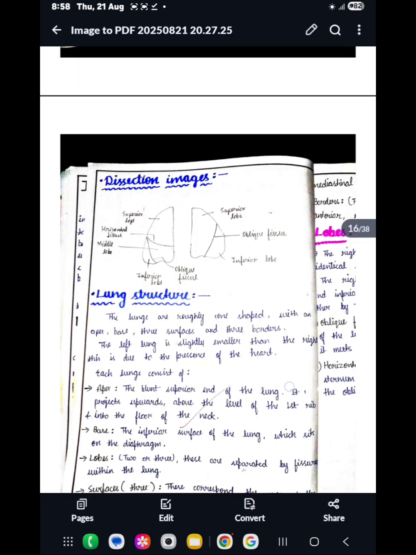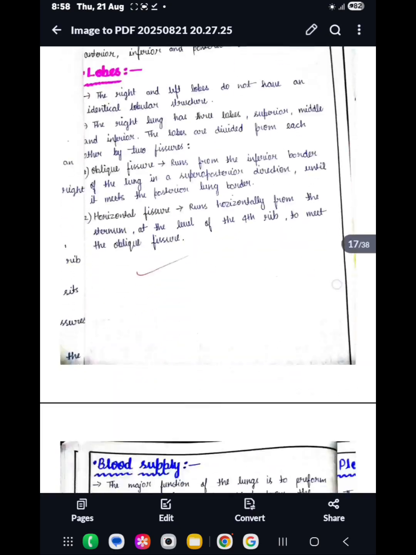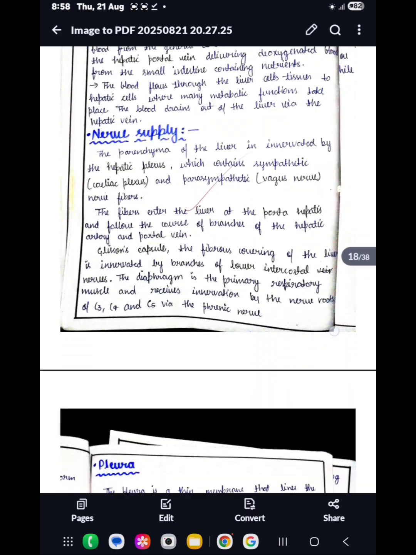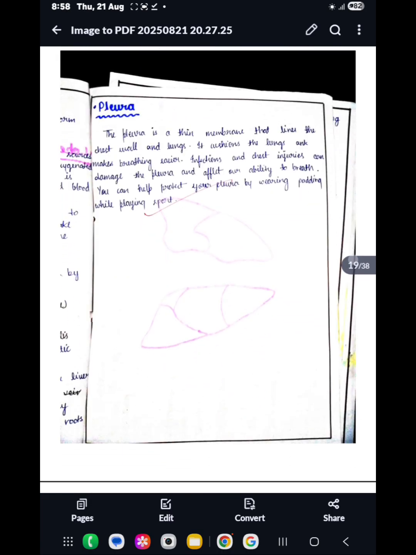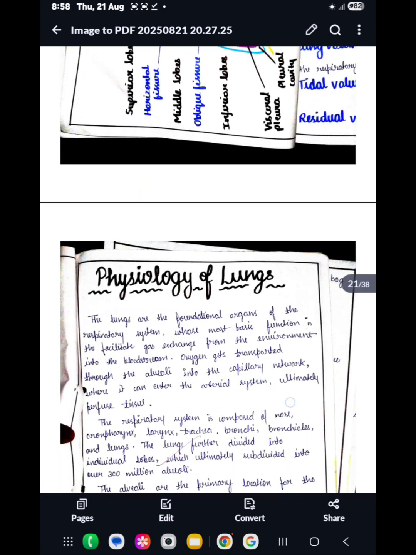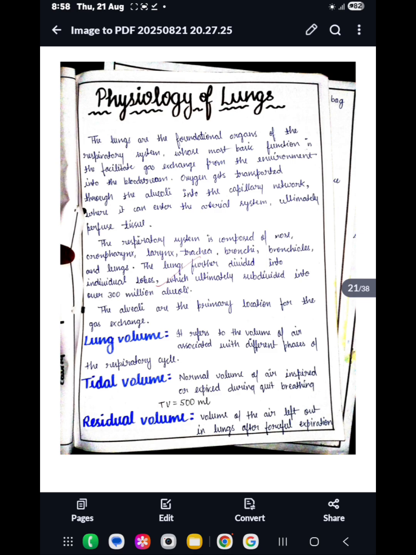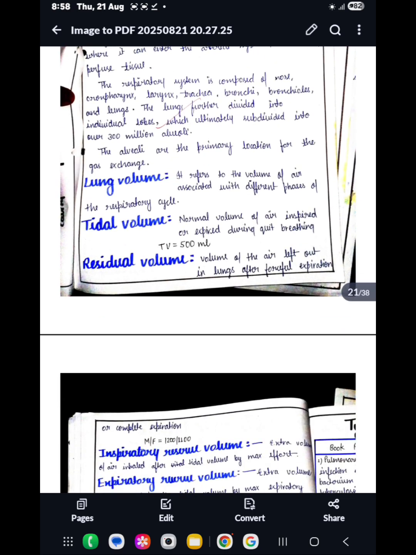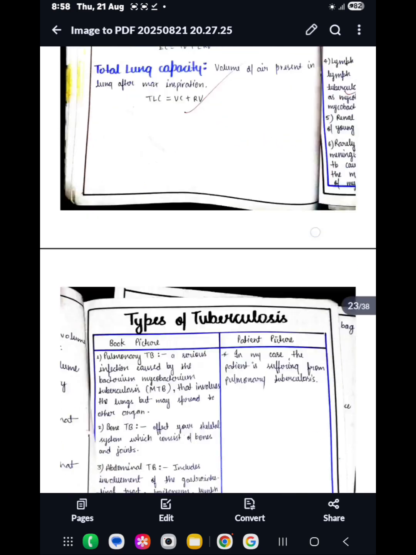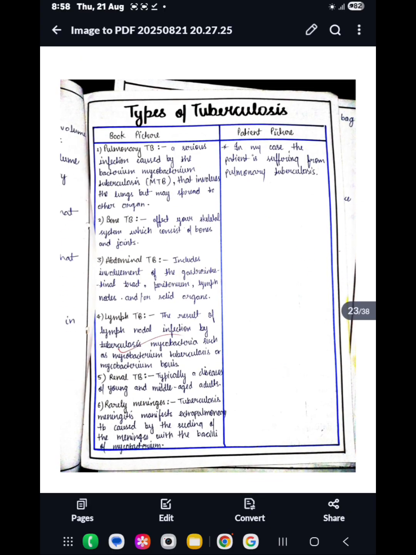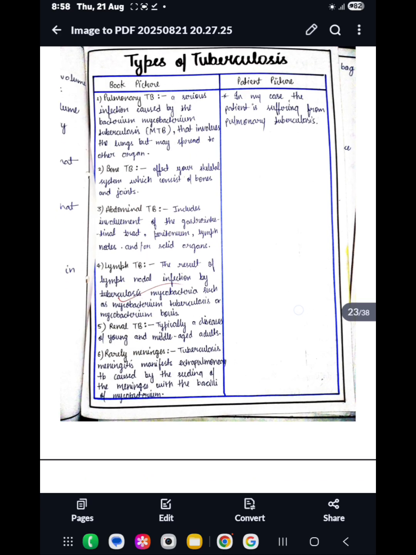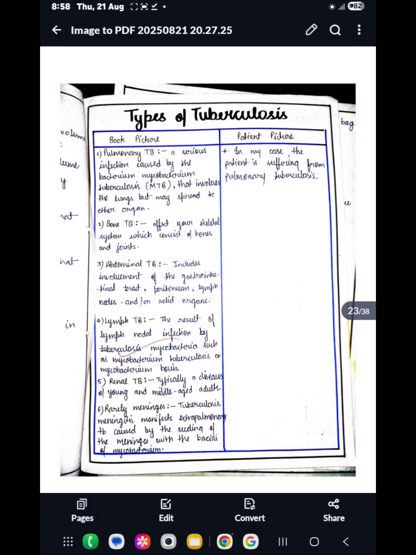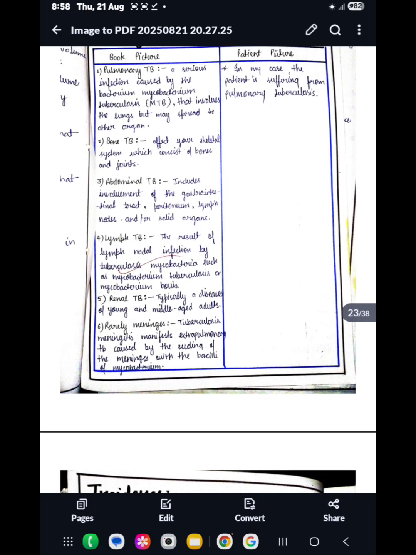If your diagnosis is MI, then you should write the anatomy and physiology of the heart. Okay, this is the structure. This is the basic physiology of the lungs, like lung volume, tidal volume, residual volume, etc. Then types of tuberculosis, because you are writing the description about the disease, and TB is not only pulmonary type. There are various types of TB, like pulmonary TB, bone TB, abdominal, but in my case it's about pulmonary tuberculosis.